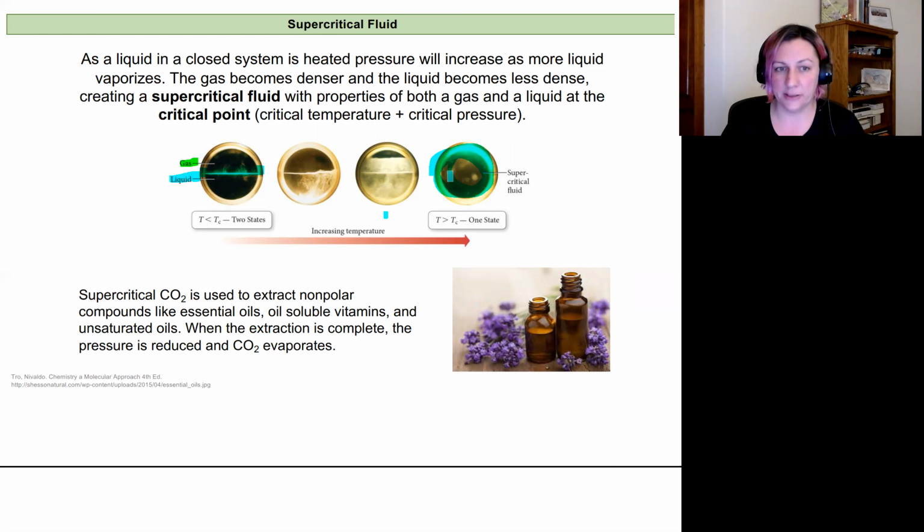And so it's popular. One of the really common supercritical fluids that's used synthetically on an industrial scale is carbon dioxide. So it makes a great supercritical fluid. It's a non-polar solvent. It's fantastic. So it can do a great job of extracting non-polar compounds like oils. So it's used for things like essential oils and oil-soluble vitamins and unsaturated fats.